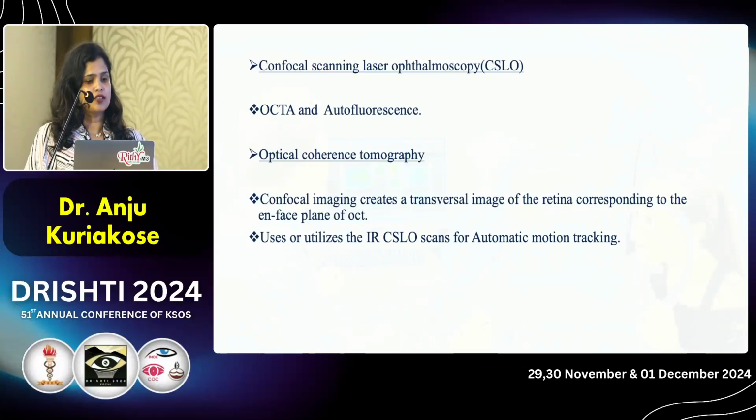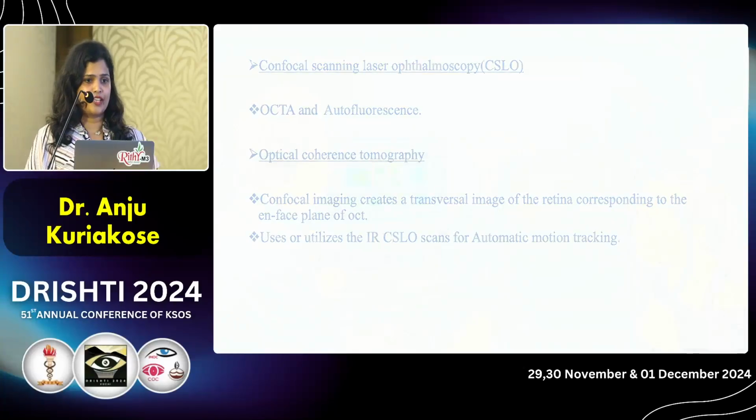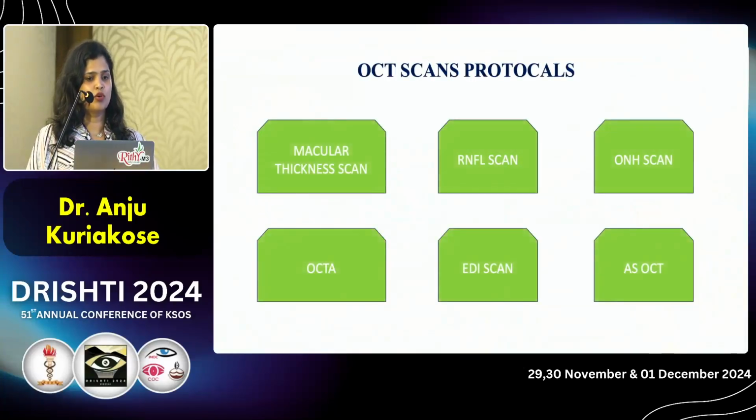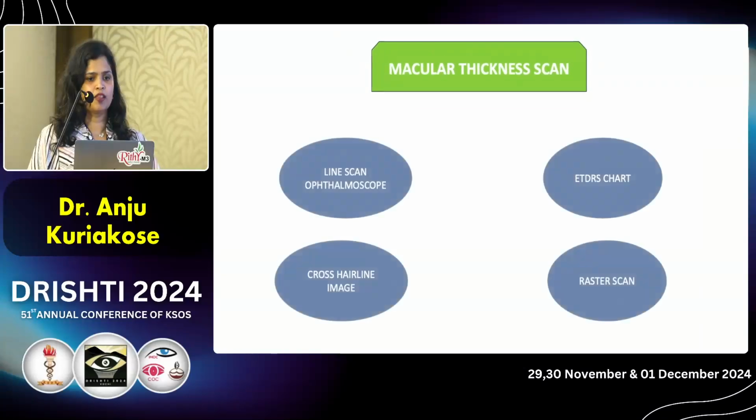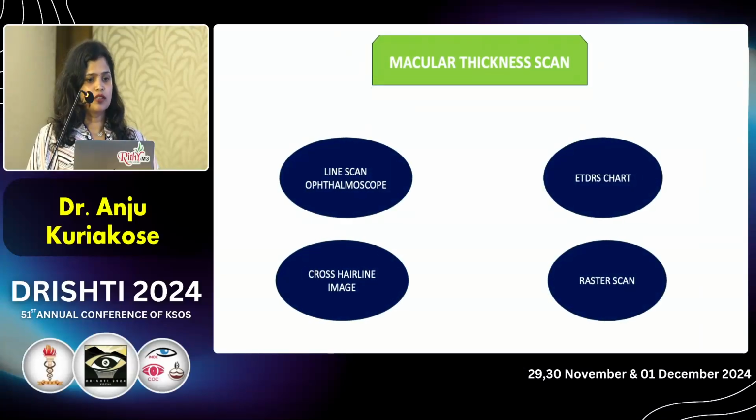It utilizes infrared cSLO scans for automatic motion tracking. Next I'll go into detail on OCT scan protocols, in which the macular scan and thickness scan will be dealt with in detail. As we all know, these are the retinal layers seen in OCT of the macula. We'll go into detail with this.